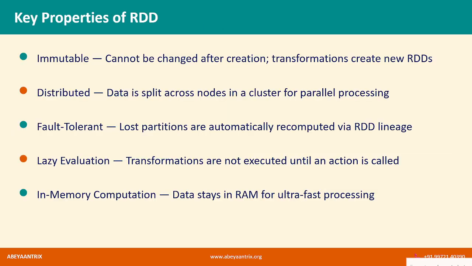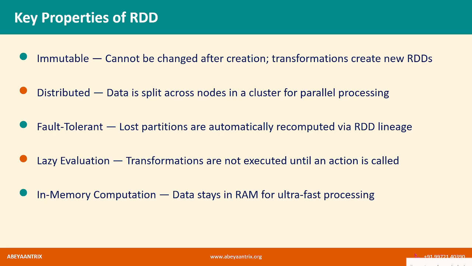What are the key properties of RDD? It is immutable. Once you create the RDD data, it cannot be changed. If you are doing any transformations, then that will create a new RDD. The same RDD cannot be modified. Even if you want to modify it, new data will be created. And it is distributed. I told you data is split across the nodes in a cluster for parallel processing.